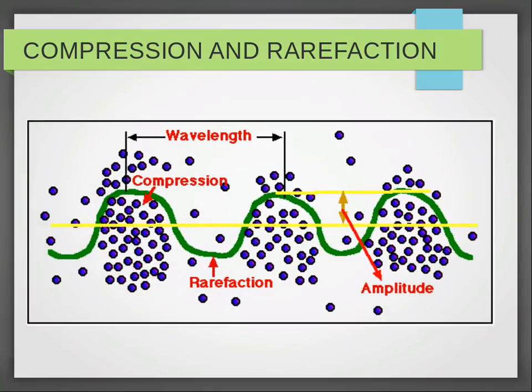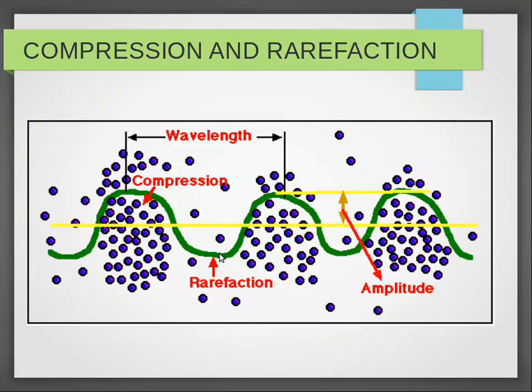In the given figure, we can see the particles crowded in a region, forming a high density region. This region is referred to as compression. Immediately next to every compression, there is a region of low density, and this region is referred to as rarefaction. So when a sound is traveling from one point to another, there is a formation of compression and rarefaction alternately. The high density region is called compression and the low density region is known as rarefaction.